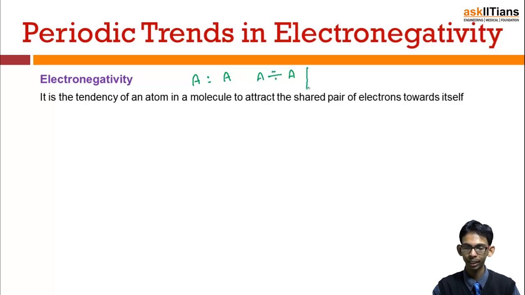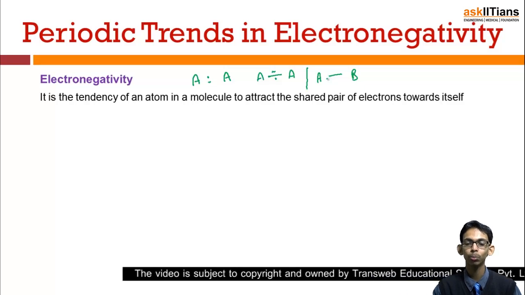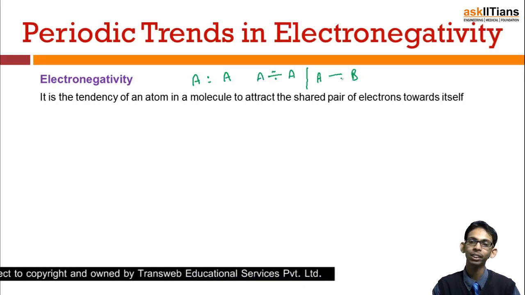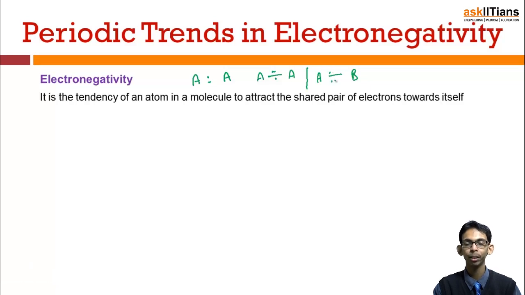Now, what happens if these are two different atoms, A and B? In this case, one would be more electronegative and the other less electronegative. The one which is more electronegative will attract the shared pair of electrons toward itself more, and that's why the shared pair of electrons is no more at the center of the bond, but more toward the more electronegative element, causing a partial negative charge on this and a partial positive charge on this. This type of bond is called a polar bond.